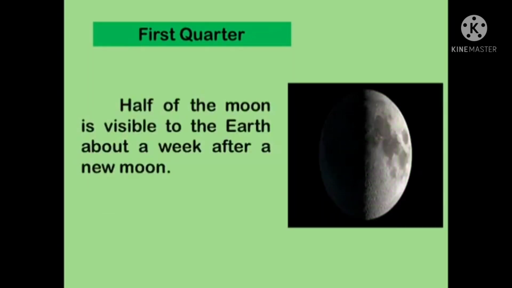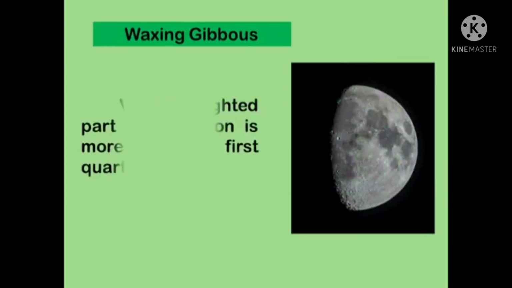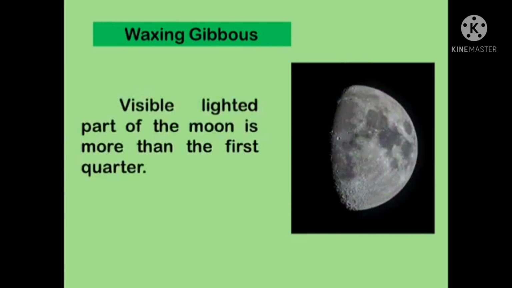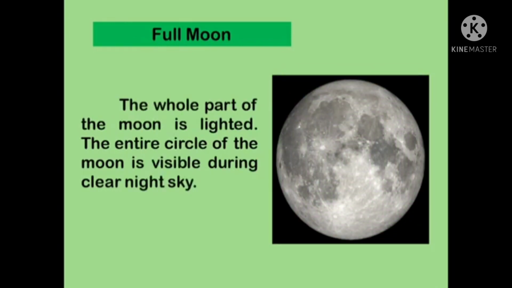First quarter. Half of the moon is visible to the Earth about a week after a new moon. Waxing gibbous. The visible lighted part of the moon is more than the first quarter. Full moon. The whole part of the moon is lighted. The entire circle of the moon is visible during a clear night sky.